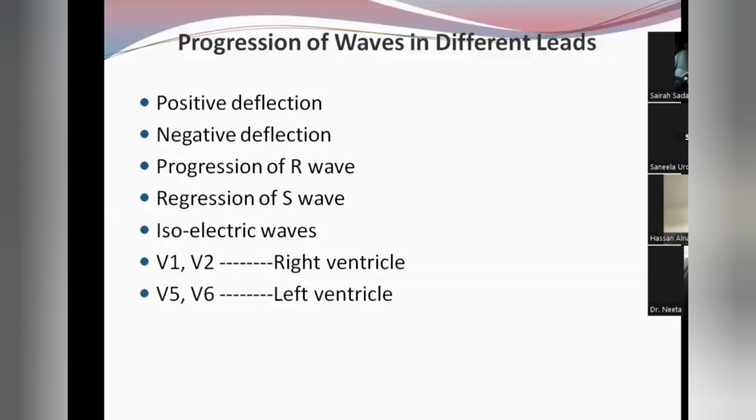And most importantly, which leads are the right ventricle and which leads are the left ventricle, meaning V1, V2. Whenever we talk about the right heart, right ventricle, we will look at V1, V2, and when we will be talking about the left ventricle or the left heart, we will be talking about V5 and V6. Okay.